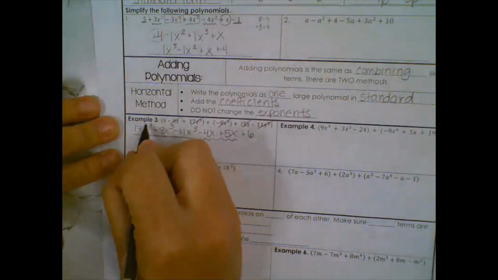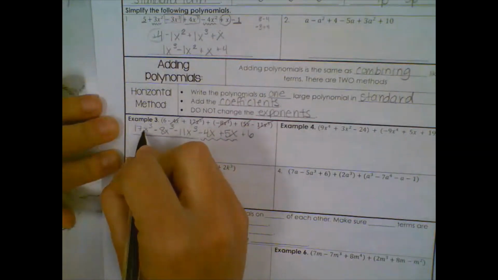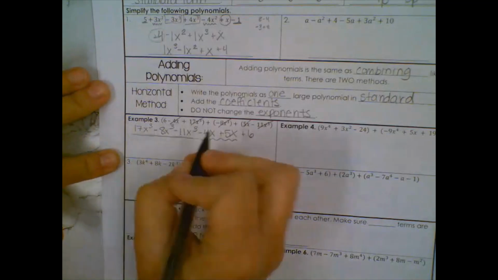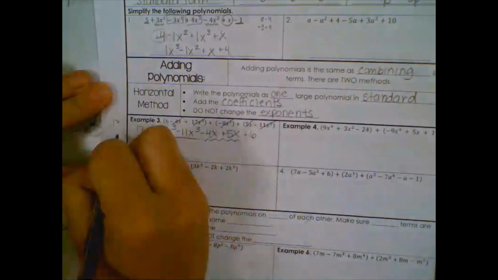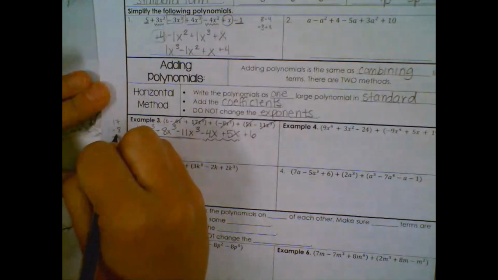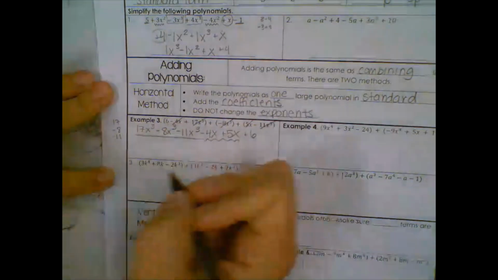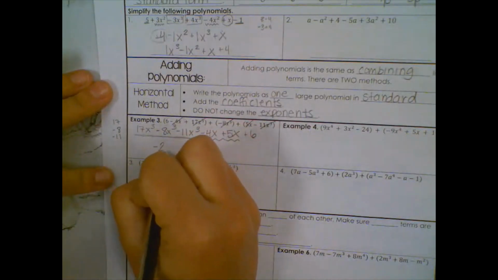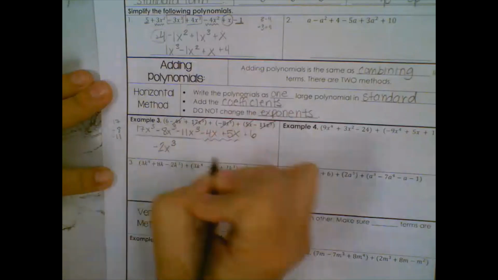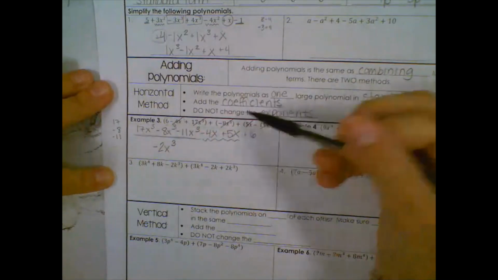Now, here, this is a little bit more complicated because we have three terms that are the same. So all you need to do is add them together, and you can use a calculator for this. So what's 17 minus 8 minus 11? If I were to add all of that together, that is going to give me a negative 2. So that's just negative 2x cubed. Remember, the exponents don't change, these stay cubed.